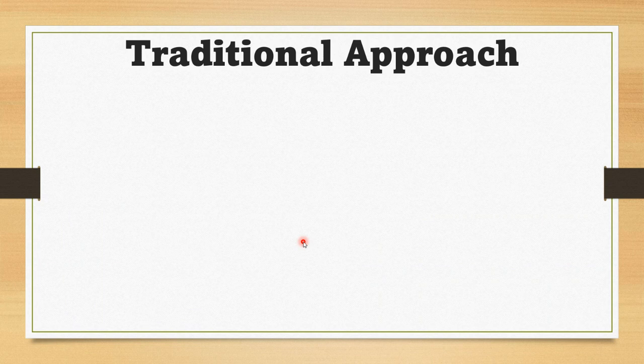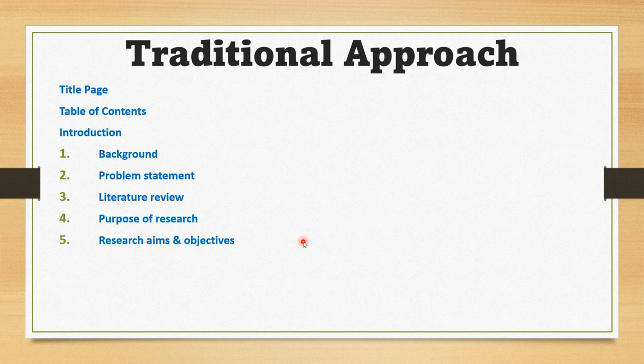So there are two approaches. The first approach is the traditional approach to write a proposal, and the next approach is the three chapter approach. The traditional approach includes the title page first, then the table of contents, then the introduction. If you are going to write a research proposal by following the traditional approach, then the first page of your proposal should be the title page. Next should be the table of contents. It may have a table of figures or a table of various parameters. And then the introduction will include subheadings of background, problem statement, literature review, etc. It will have five further parts.